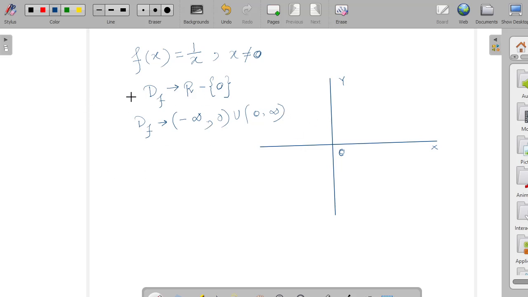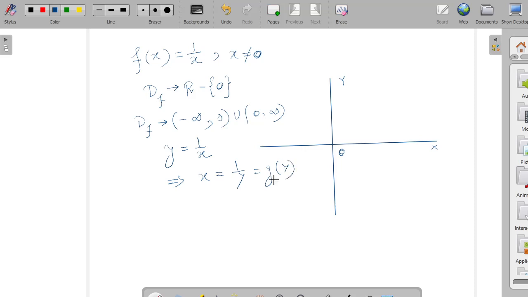Now we will try to find the range of this function. Somehow we could say that range and domain are interlinked. Suppose we write, let y, that is f(x), equal 1 over x, and we have a precondition that x cannot be equal to 0. Now we express x in terms of y, which implies x equals 1 over y. Let this be another function, say g(y).